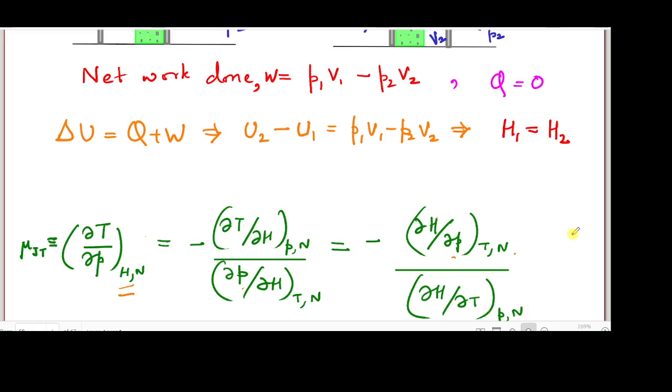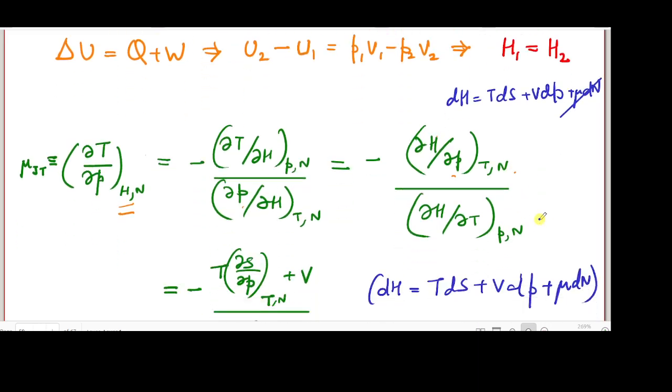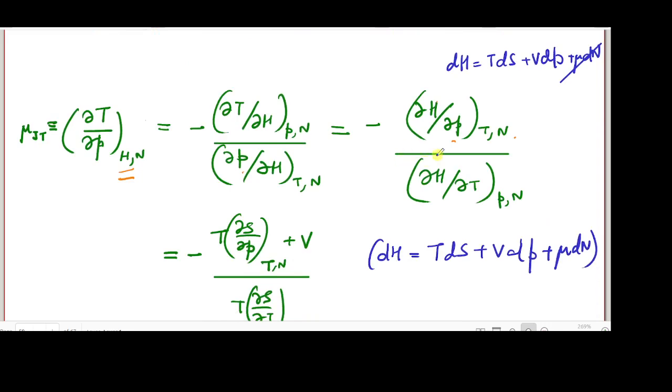Now, because we know that H has the differential dH is TdS plus VdP plus of course mu dN, but that term vanishes anyway because N is being held constant. Let's see what this becomes. The del H del P at constant T comma N simply reduces to T del S del P at constant T comma N plus V. Of course, the mu dN term vanishes.